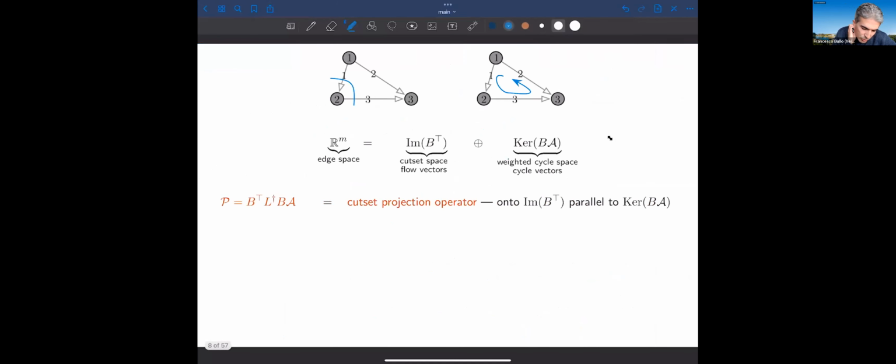One of the things we've been working on is developing a tool called the cut set projection operator that maps onto the space of cuts, and it does so in a properly tuned, weighted way corresponding to the topology and the admittances or weights in the coupled oscillator network. So this is a natural operator, which again is very rarely observed in the literature, and yet in real life it seems like it should play an important role.